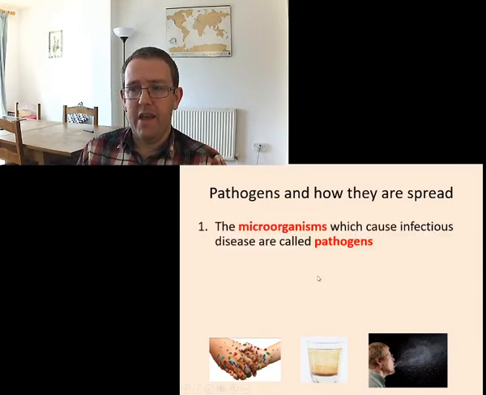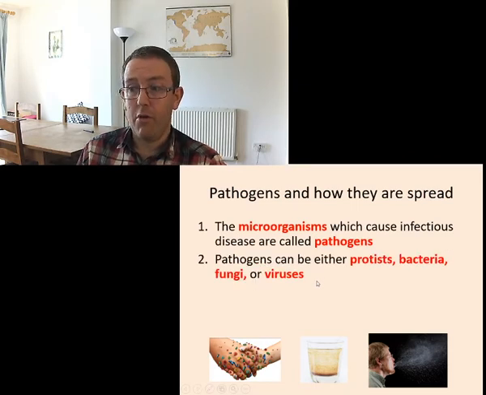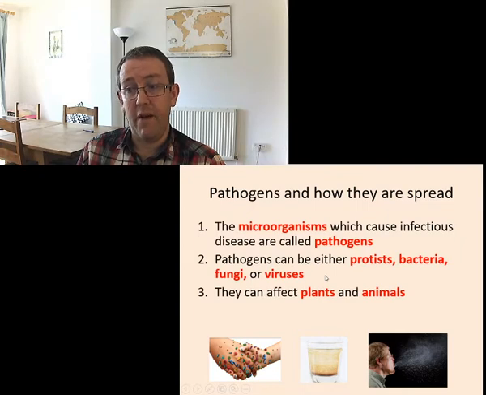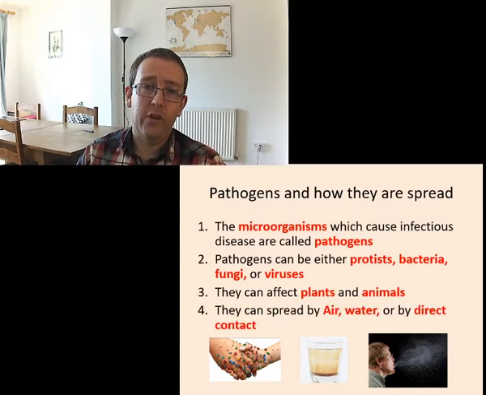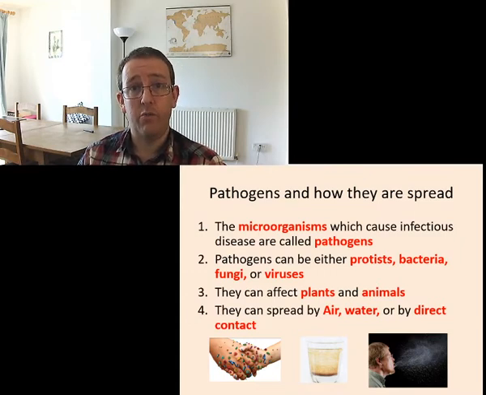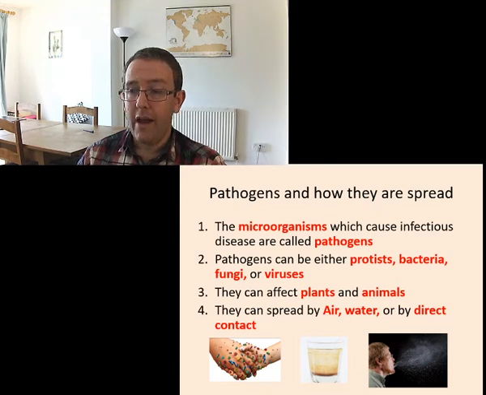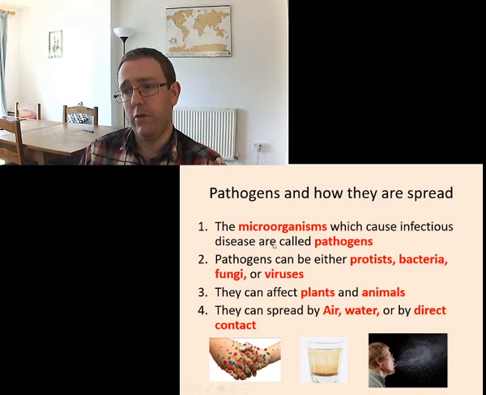Well, as we just said there, microorganisms which cause infectious disease are called pathogens. They can be protists, bacteria, viruses or fungi. They can affect plants or animals. Okay, and air, water, and direct contact are the main ways they are spread. There are other ones, for example, rabies is spread by animals, and there are of course sexually transmitted infections and various other ways, blood-to-blood contact, that you can spread the disease as well. But for GCSE purposes, air, water, direct contact are your main ones.